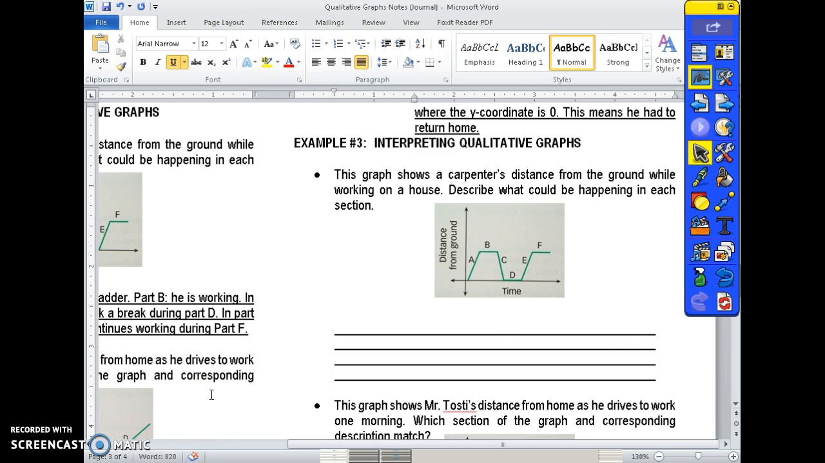This concludes our notes for qualitative graphs, and now we will begin practicing qualitative graphs.